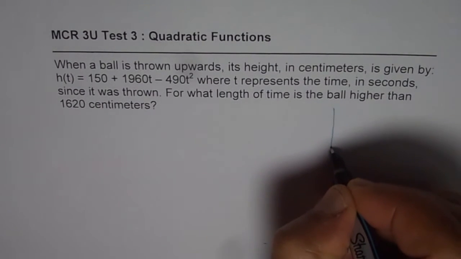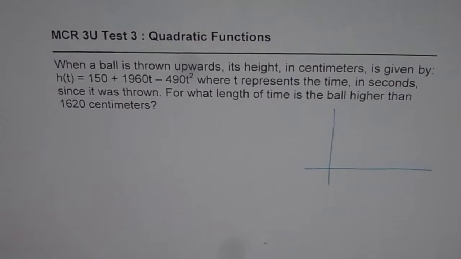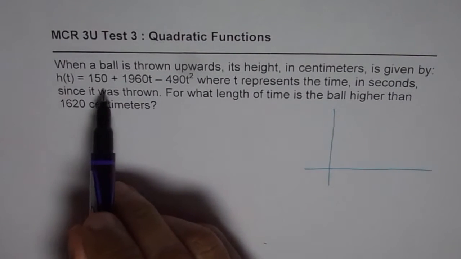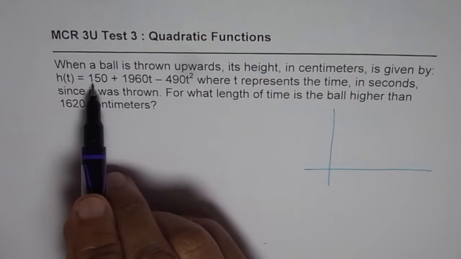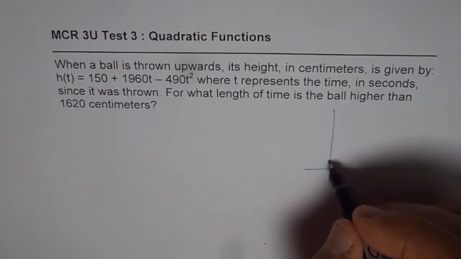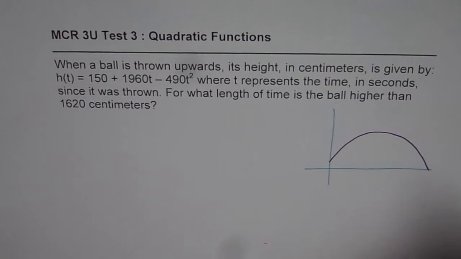Let me first discuss what we're trying to figure out. It's definitely a projectile motion question. The ball is thrown, and that is your quadratic equation. If t is 0, the height is 150 centimeters. So let's say the ball is thrown kind of like this, and that is how it's going to go.